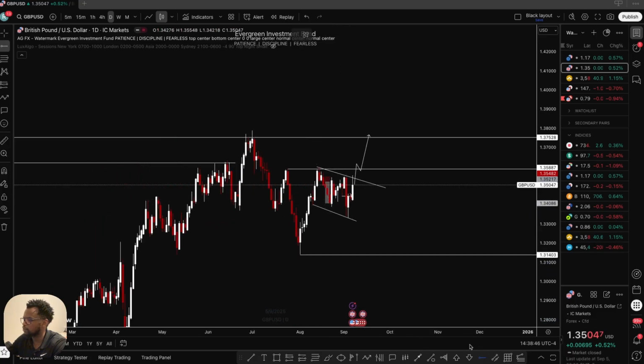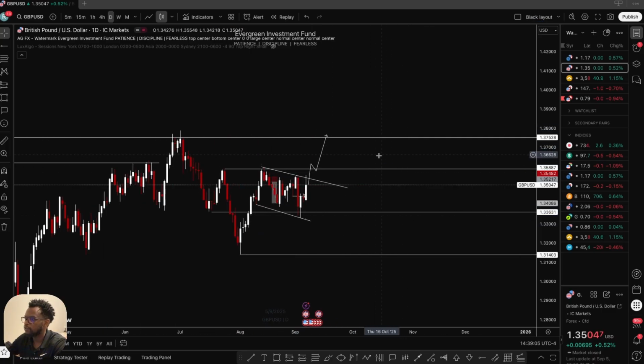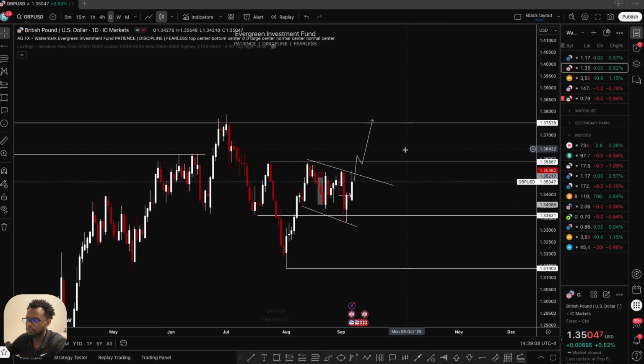Obviously there is a level here that's also causing price, prices bouncing off of all the time. So now that we filled most of these imbalances, we can start to see price moving up in the coming weeks, because the current US economy is not as strong as it used to be. So now we can see some strength from the pound dollar and the euro dollar, which I'm going to touch on in a bit. So that's what I'm looking at on the daily.